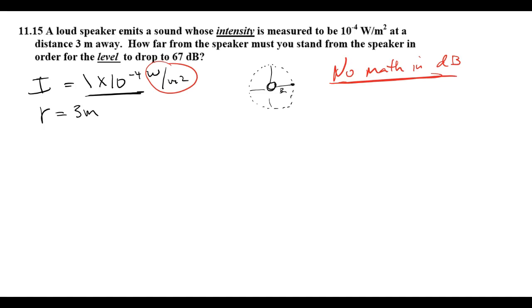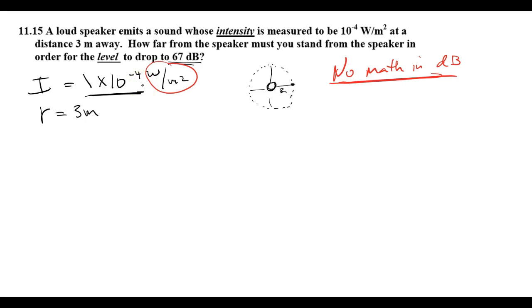Okay, it says how far from the speaker must you stand in order for the power level to drop to 67 decibels. So we want the level to drop to 67 decibels. If we did convert 10 to the -4, I think in the previous example that would be 80 decibels. So we want it to drop to 67.